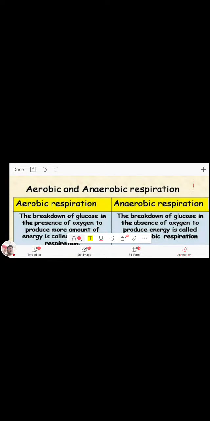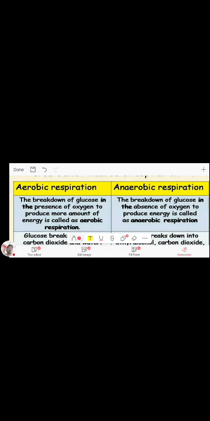So next very important difference is aerobic and anaerobic respiration. What do you mean by aerobic respiration? Aerobic respiration means breakdown of glucose in presence of oxygen. This much only. Anaerobic means breakdown of glucose in the absence of oxygen is known as anaerobic respiration.